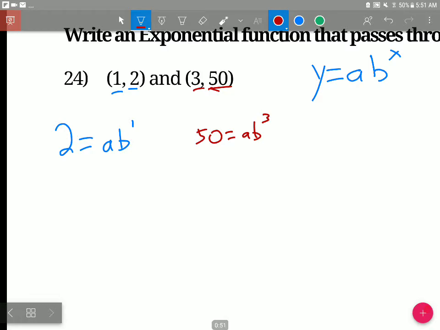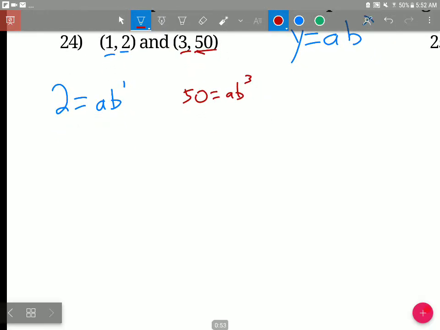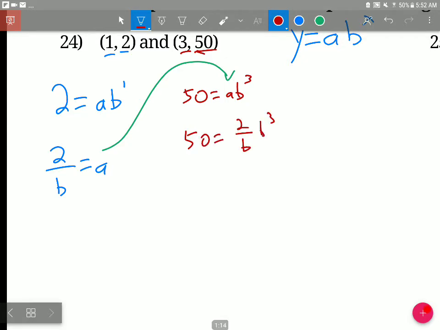Okay. From here, we're going to solve for a, and it's typically easier to go with the smaller exponent. So to solve for a, I'm just going to divide by b. So that's 2 over b equals a. All right. So solve for a and plug it in. So 50 equals 2 over b times b to the third. So we wrote our equations, we solved for a, now we need to solve for b.